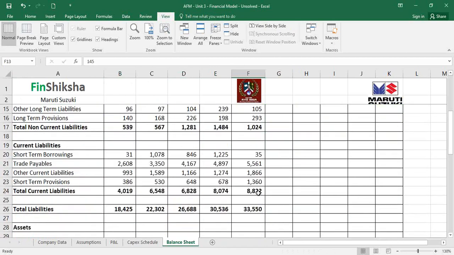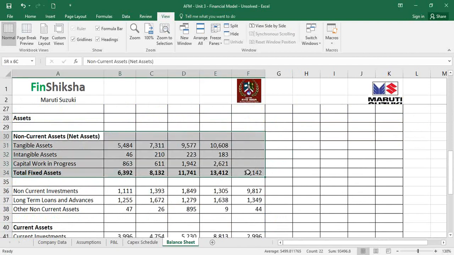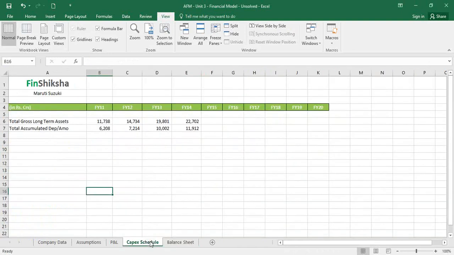The long-term borrowings is one area, but we're now looking specifically at the non-current assets data. When we look at it, you will note that there is one more sheet added here, called the capex schedule. We just added a new sheet so that we can do calculations related to the non-current assets. Now, what are these non-current assets? The total value of gross long-term assets for Maruti is available on this sheet.